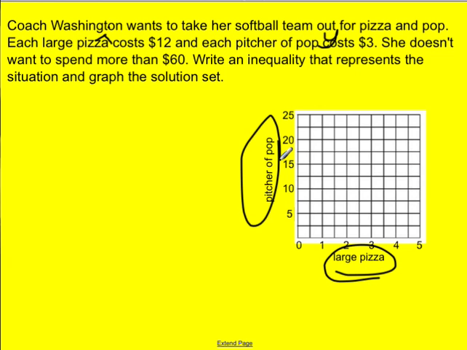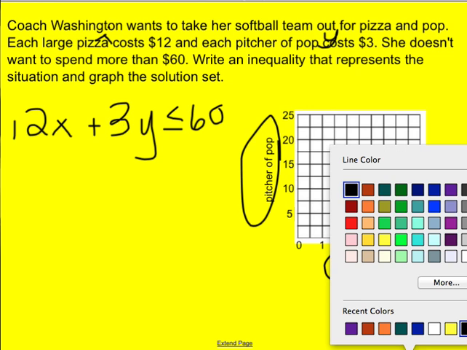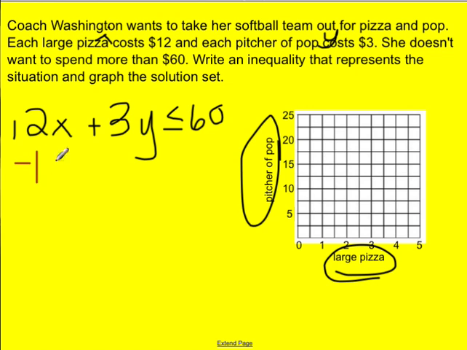And she doesn't want to spend more than $60. So whatever she spends needs to be less than or equal to $60. So each large pizza costs $12. So for every X large pizza I buy, it's going to cost me $12. Okay? Then for every Y pop that I buy, it's going to cost me $3. Now, in order to graph that, I'm going to have to solve for y. So again, I'm going to subtract 12x from both sides.